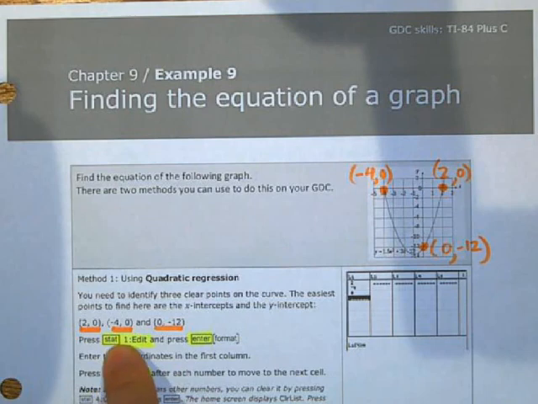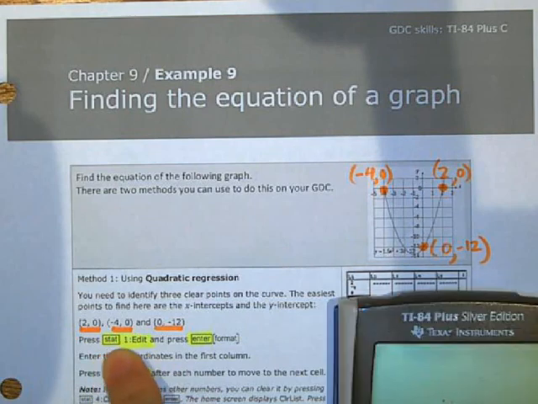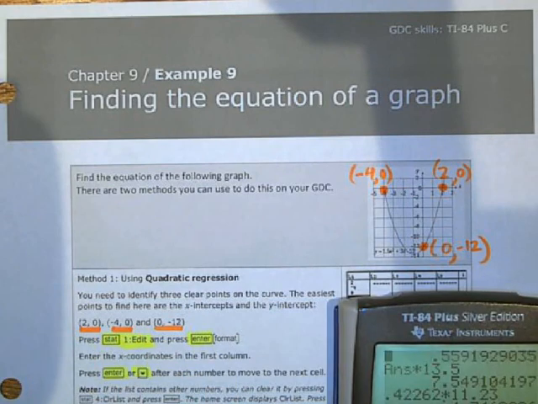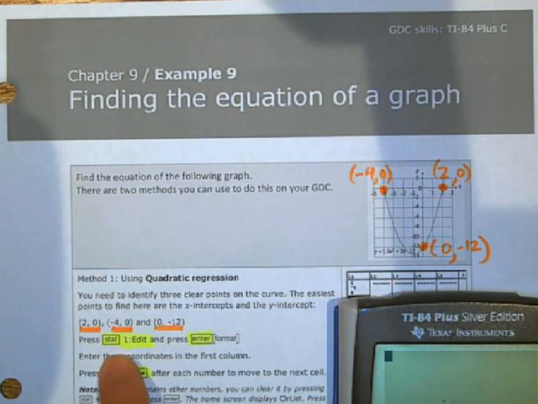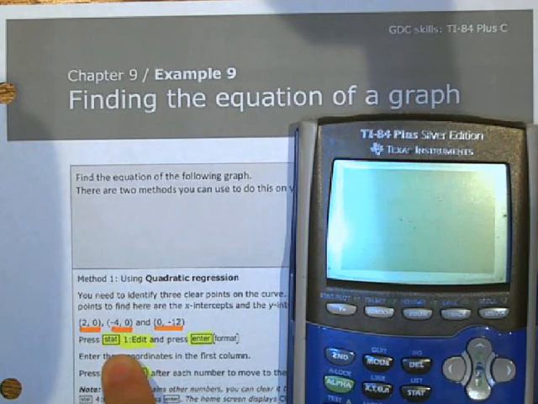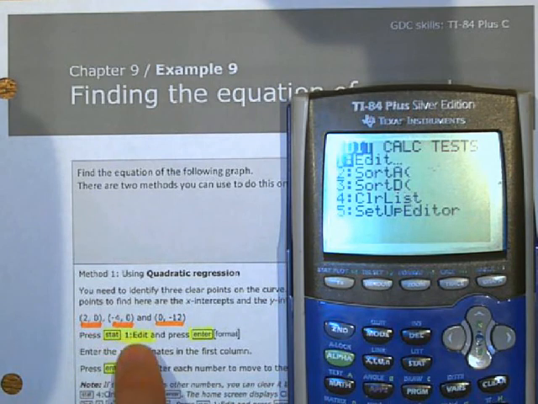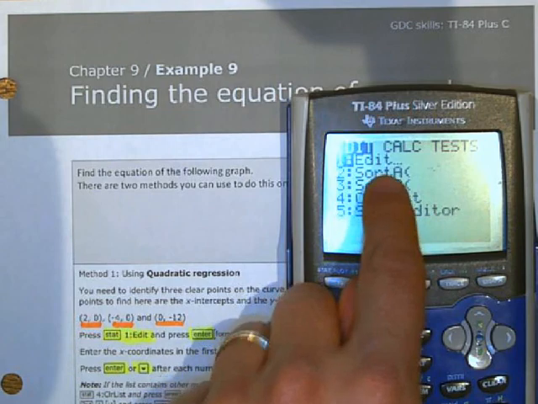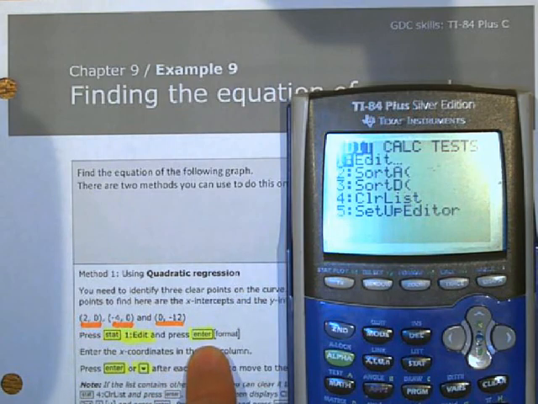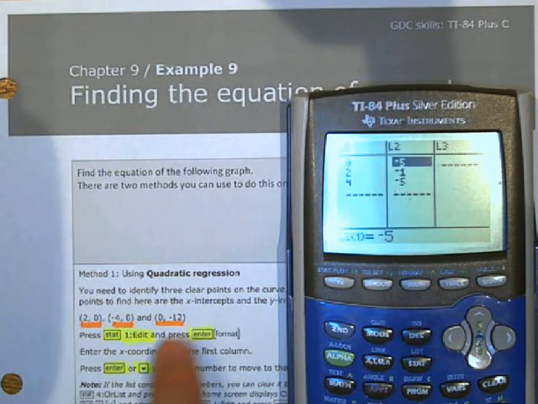So the first thing we're going to do in our instructions is press Stat, Edit, and then Enter. So I'm going to turn on my calculator, and I hit the Stat button. Where is the Stat button, you might ask? It's right here. Okay, Stat, and then it says one, Edit. That's the very first thing. I'm going to hit Enter, like the instructions say.